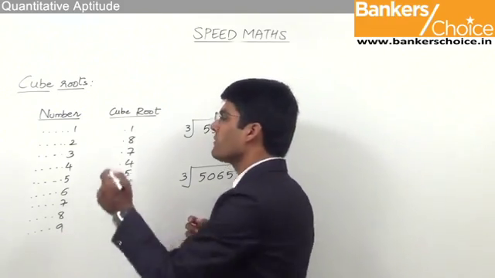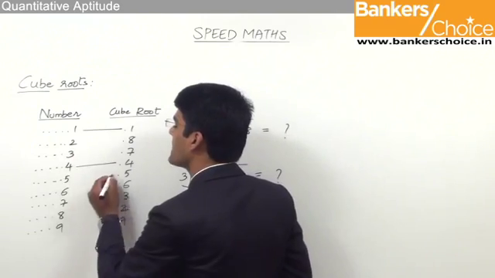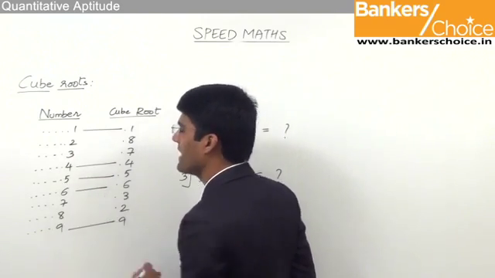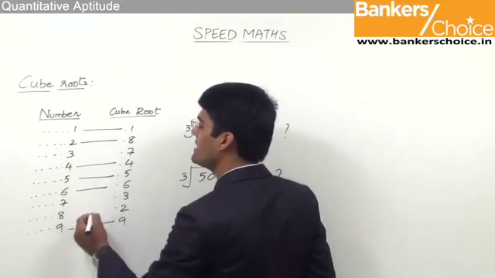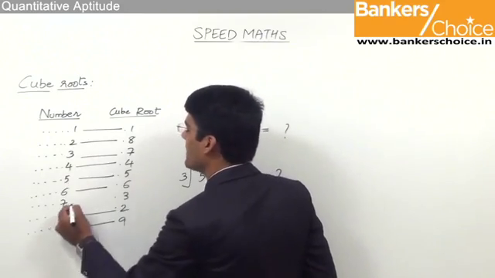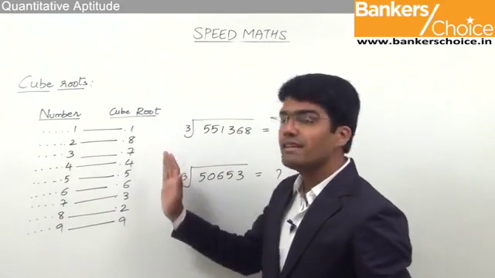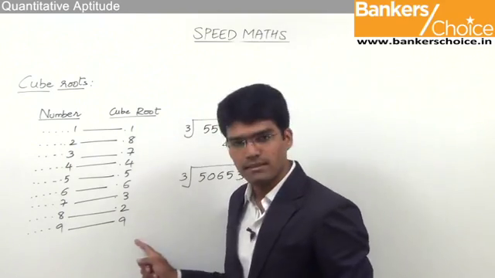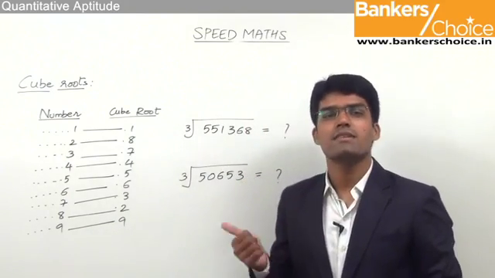So as you can see here, for most of them, the units place remains the same: 1, 4, 5, 6 and 9. Only in case of 2 and 8, it is interchanged, and 3 and 7, it gets interchanged. So the pattern here is very simple. And this is the reason we have only two steps in case of cube roots.